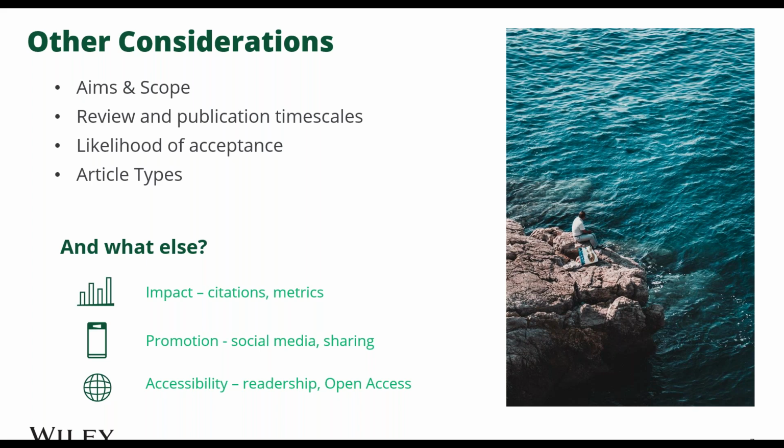And what else? These final three considerations are all about what you want to get out of publishing your article. So is that impact? Are you looking for your work to be cited by other academics? So you might want a journal with a high citation score, such as a high impact factor or a high CiteScore. You might want to get attention on social media.